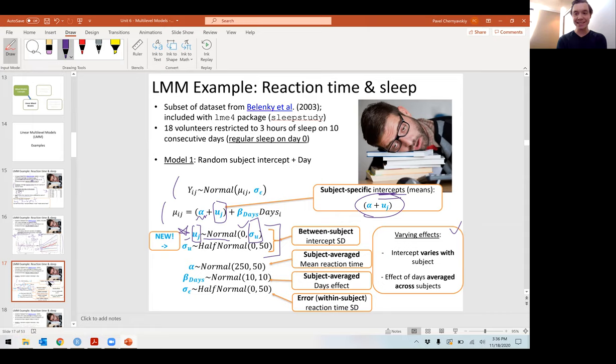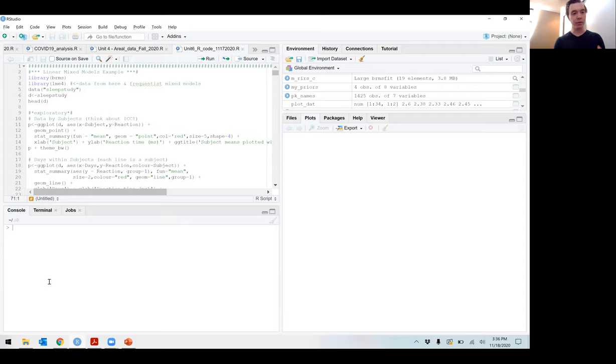That sigma U is not a hyperparameter. That sigma U has a prior that is a new prior. It is a half normal distribution. And so we are estimating the prior standard deviation for our subject specific deviations. So let me flip into R and show how we perform a prior predictive simulation here.